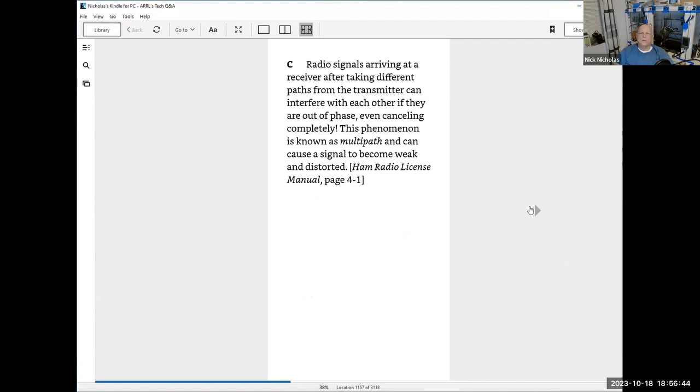Radio signals arriving at the receiver are taking different paths. And that's because the radio signals can be both reflected and refracted. And they can also multipath through, around, above, or between electromagnetic obstacles, things that are metal and block the path, or sufficiently large to block the path.